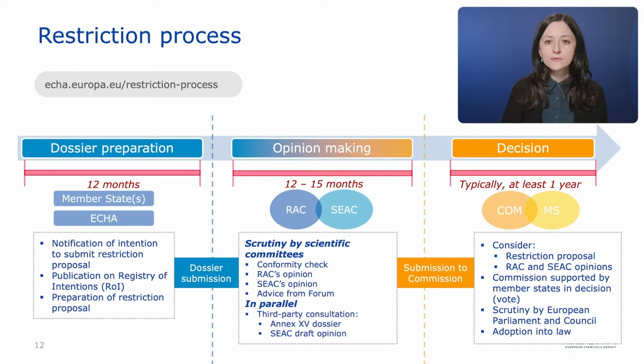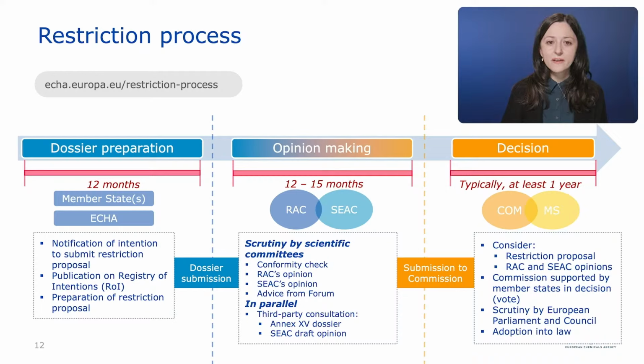Now I will walk you through the general steps and timelines of the restriction process. The first phase of the restriction process is dossier preparation. As stated in the previous slide, this phase lasts a total of 12 months. The main actor is the dossier submitter, which, as mentioned earlier, can be either ECHA at the request of the European Commission or a member state.